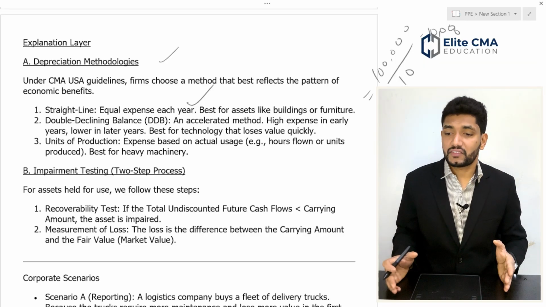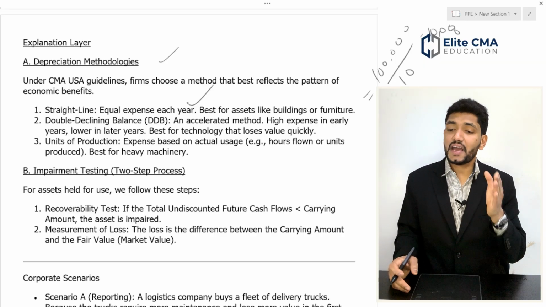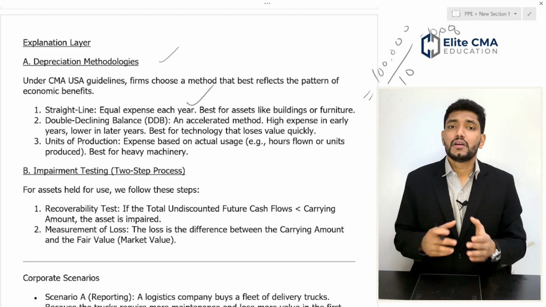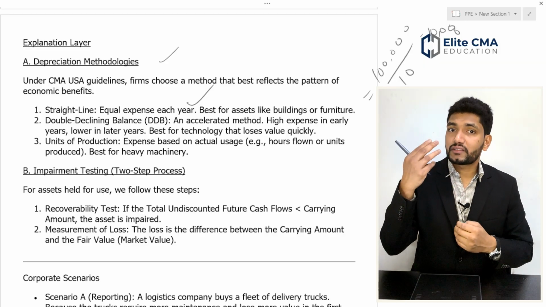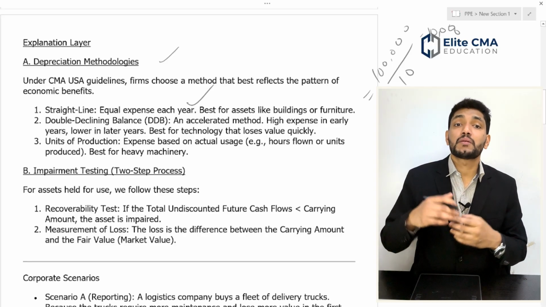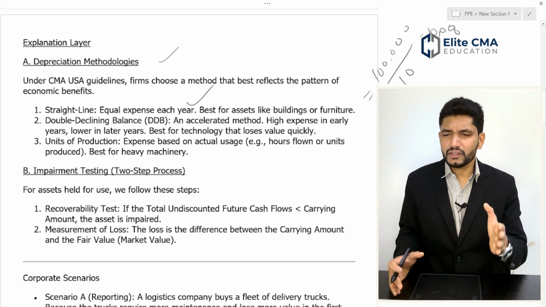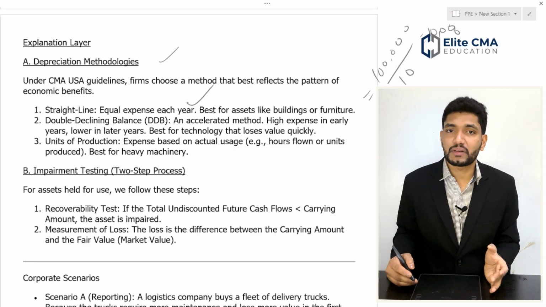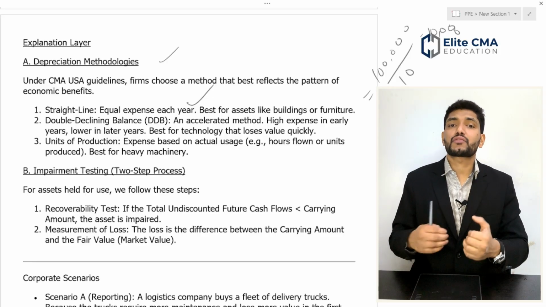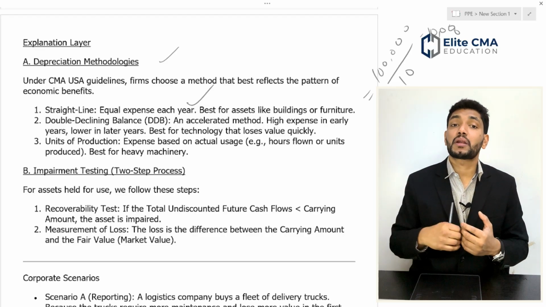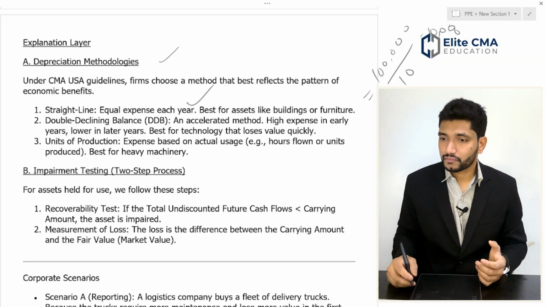Double declining balance is an accelerated method, that means high expense in the early years and lower expense in later years. Suppose you invested in technologically advanced machines. We know that technology will keep changing. So, in this case, you can use double declining balance, the accelerated depreciation method. That means you depreciate more value in the beginning stage, and toward the ending stage, the depreciation value will be lower.